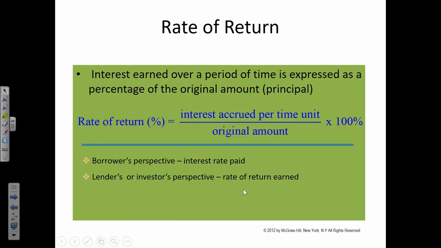Now, rate of return, same formula. It's some incremental amount divided by the original amount, in other words, divided by the principal, and you multiply it by 100 to turn it into a percentage. The borrower thinks of it as an interest rate that's been paid. The lender or the investor thinks of it in terms of a rate of return.